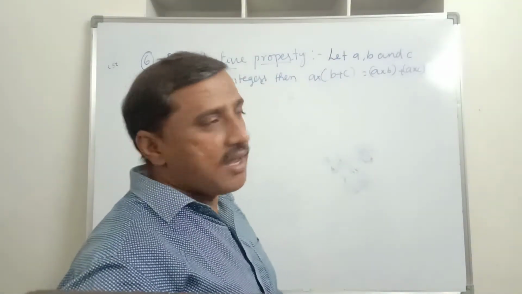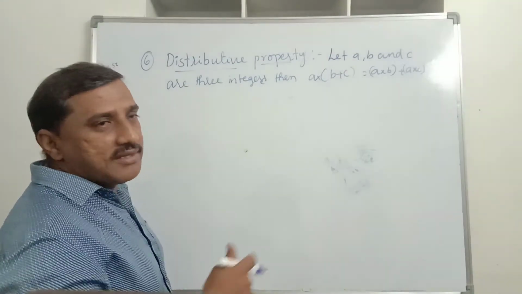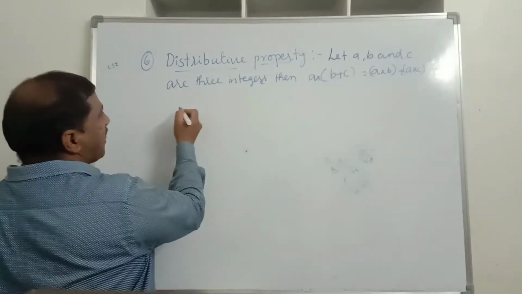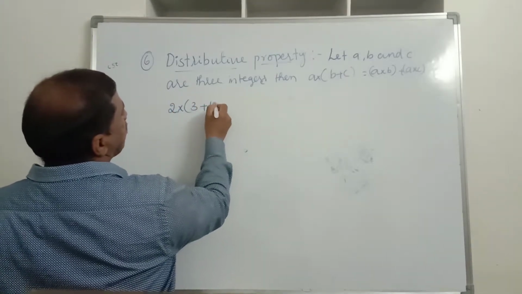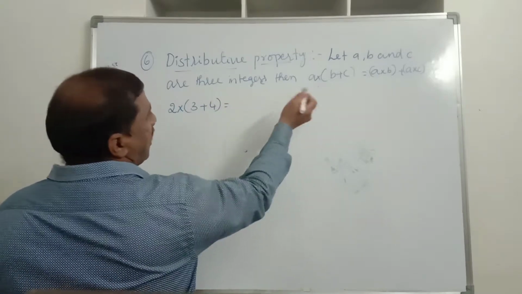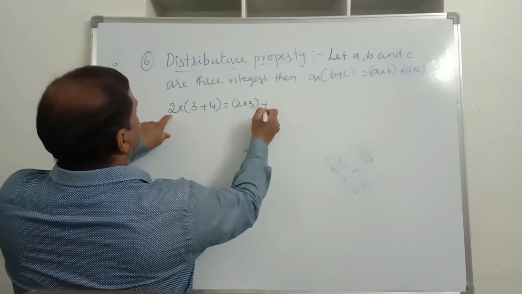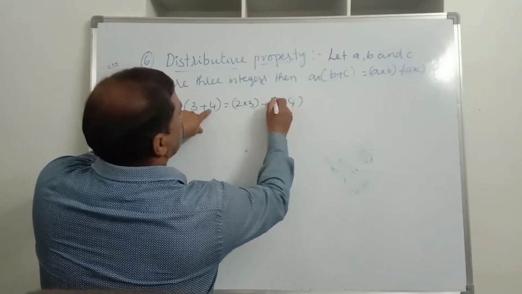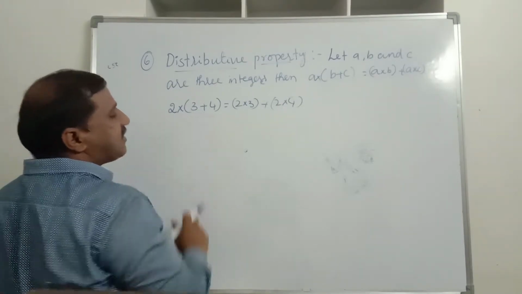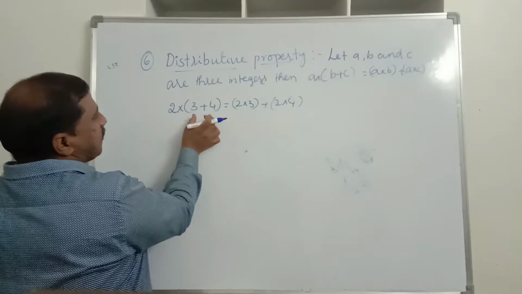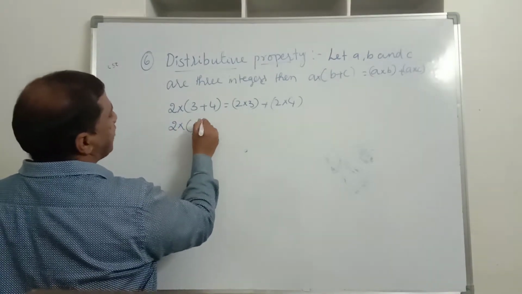Both will be equal. Now let us see whether this property is satisfied by integers or not with some examples. Let a is equal to 2, b is equal to 3 and c is equal to 4. On the right hand side, a into b is 2 into 3 plus 2 into 4. We are applying this. First simplify inside the bracket, that is 2 into 3 plus 4, 7.